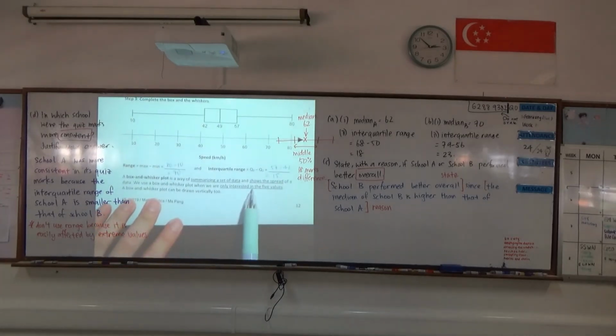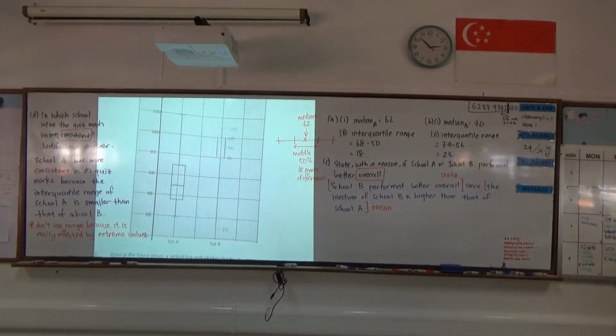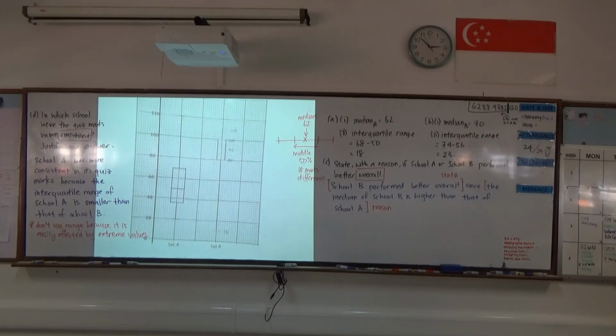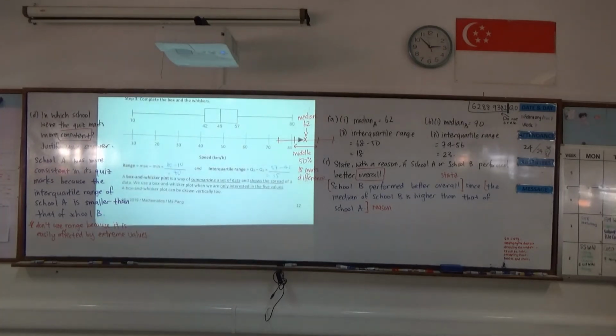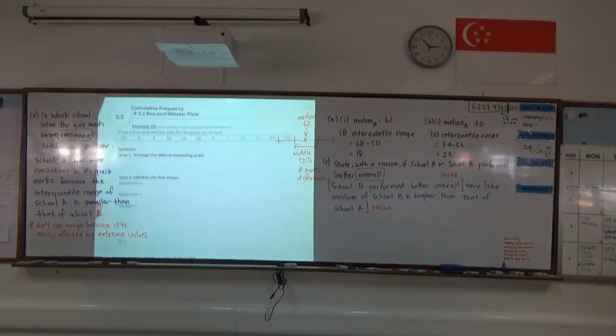So we are only interested in the 5 values that I mentioned. A box and whisker plot can also be drawn vertically, which I have an example of in example 11. Just like how number lines can also be drawn vertically. Let's just do a quick practice. Example 10.